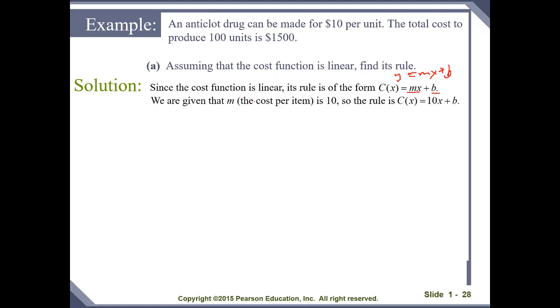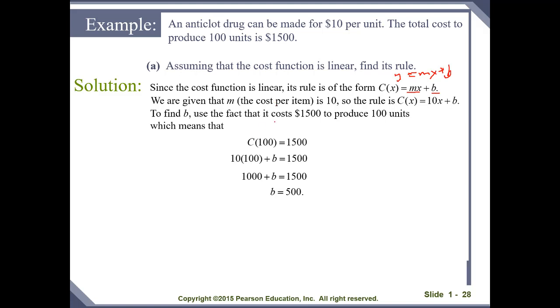What are we given? We're given that the cost per item is 10. That's our slope. That is how much it increases per item. So our rule is, right now, C of x equals 10 times x plus b. If the cost per unit had been $15, it would be 15x. If the cost per unit had been $5, it would be 5x.